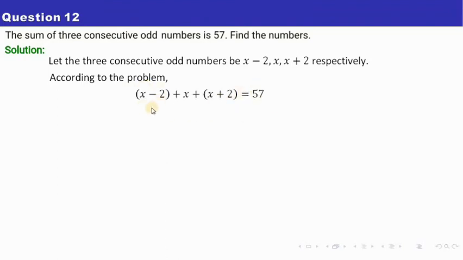Now open up the bracket. After opening, I'll get this, right? Minus 2 and plus 2 get cancelled. So we have x plus x plus x, that is 3x. So 3x is equal to 57. From here, x turns out to be 19.